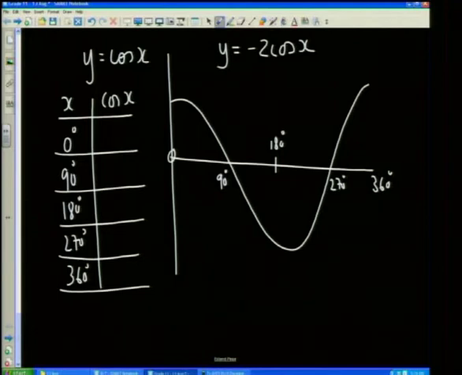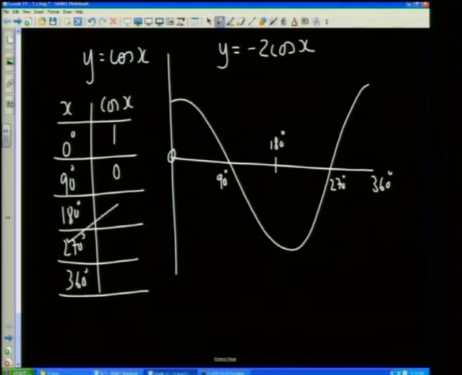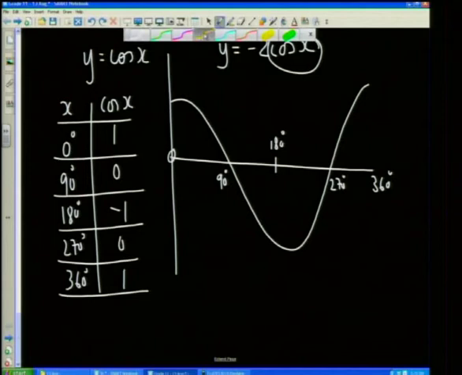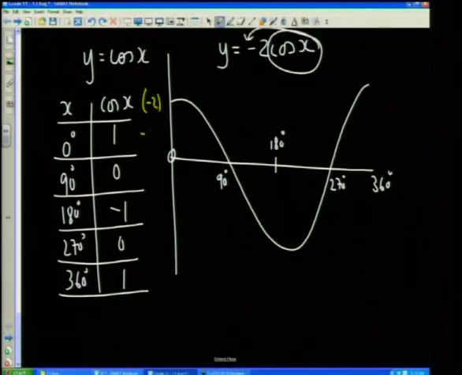You do the same thing. You would take the values of your quadrant angles, and the values of our quadrant angles are a 1, a 0, a negative 1, a 0 and a 1. So you would take those quadrant angle values. What must I do? I must multiply by negative 2. So take each of those values and multiply by negative 2. What do you get? I would get a negative 2, a 0, a 2, a 0, and a negative 2.